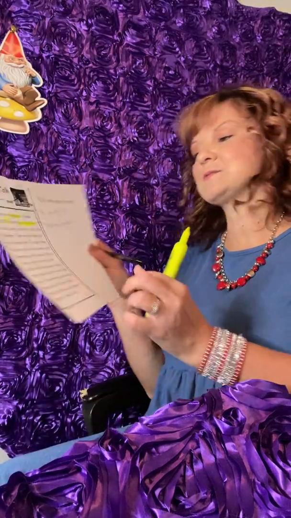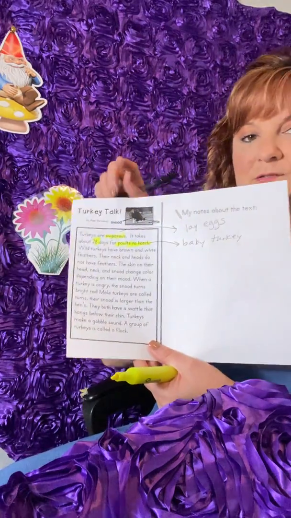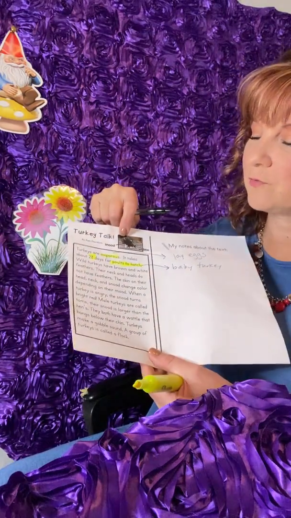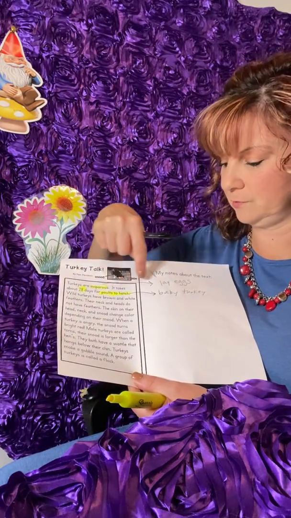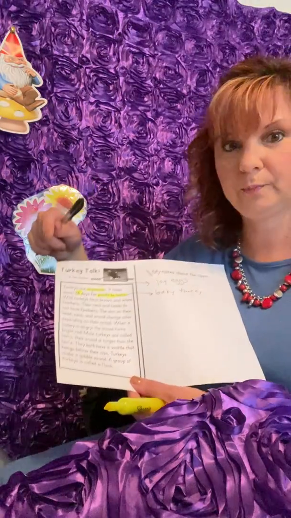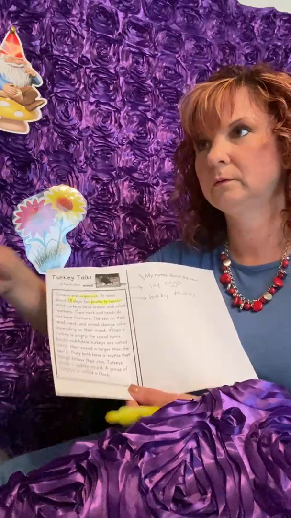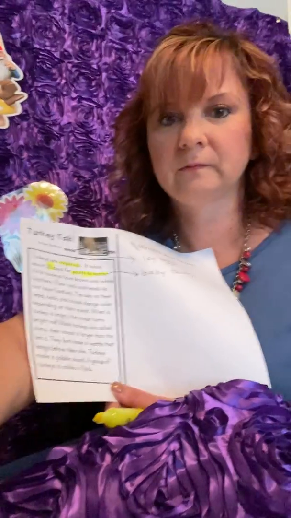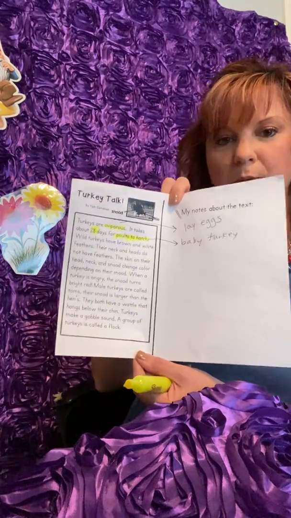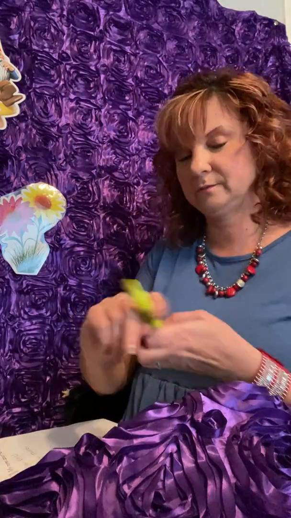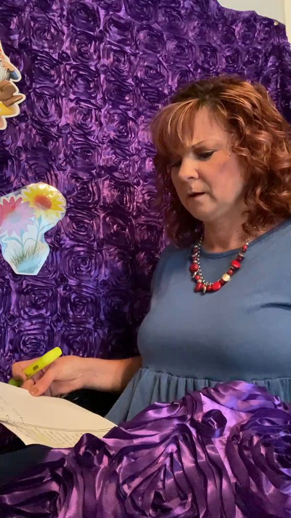So already I have some facts. I know that turkeys lay eggs and are oviparous, that's a science word. We know that they have little baby turkeys called poults that take 28 days to hatch. Uh-oh, lost my lighting. That's okay. Good. I guess we're in the dark now, guys. That's all right. All right, let's see.